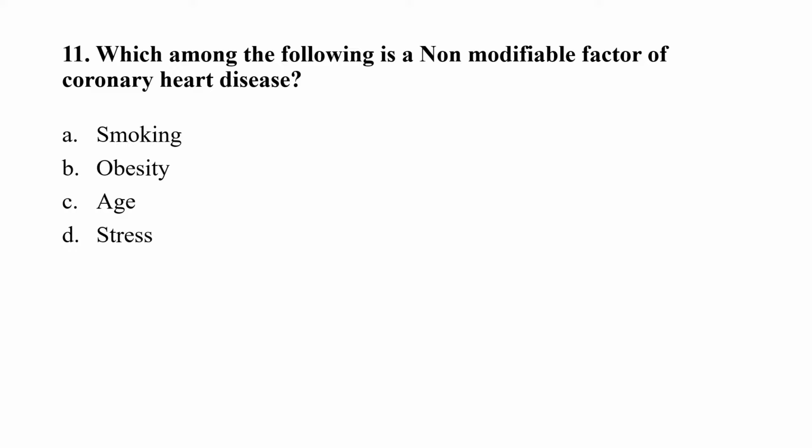Question number 11. Which among the following is a non-modifiable factor of coronary heart disease? Option A, smoking, option B, obesity, option C, age, option D, stress. The question asked is about the non-modifiable factor, so the correct option here is option C. Age cannot be modified, so age is a non-modifiable factor, whereas smoking, obesity, and stress can be modified. That's why it's called a modifiable factor.